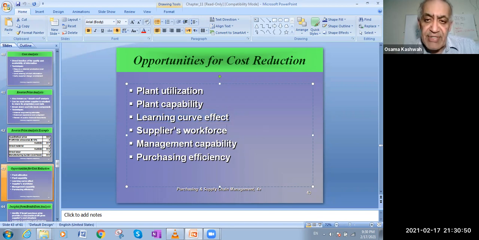Suppliers' workforce also affects cost reduction. The more the suppliers' work costs, the less the cost reduction. The management capabilities and skills of the management can affect costs and reduce them. Purchasing efficiency also matters. If I am good at negotiations and purchasing, I will look for the lowest costs to get my own materials.